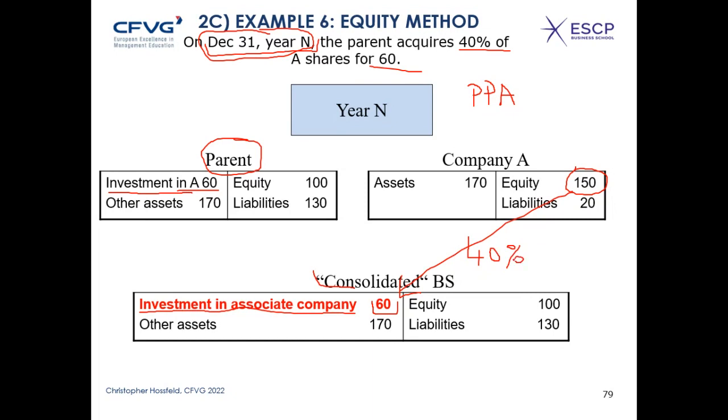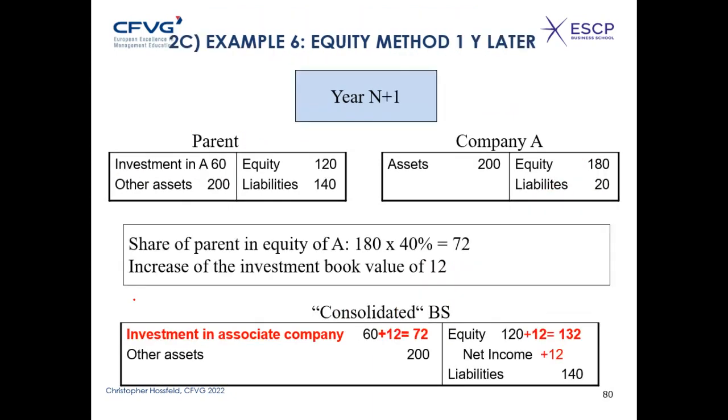Okay, so far so good. So the only thing is to rename the line item. Now we are 1 year later. Okay, so here is the balance sheet of the parent company. I still have the original investment. And this is the balance sheet of company A.